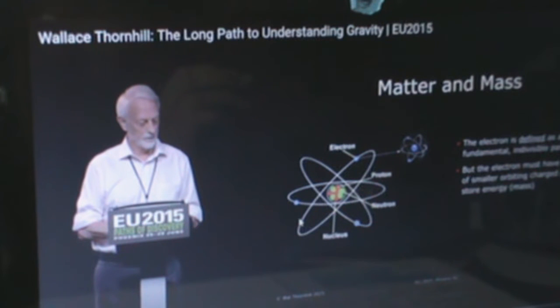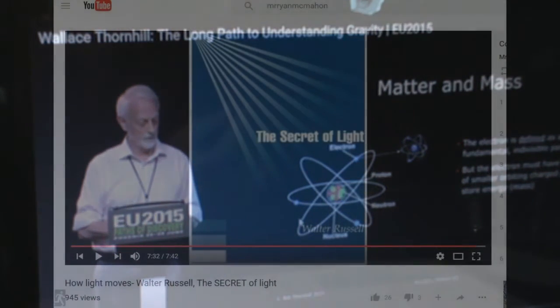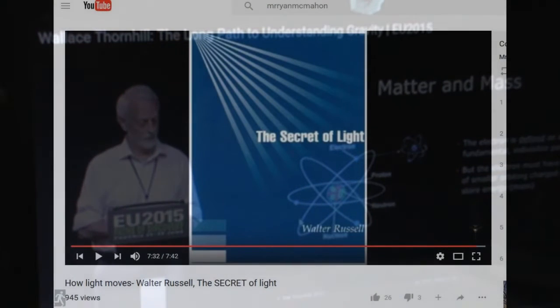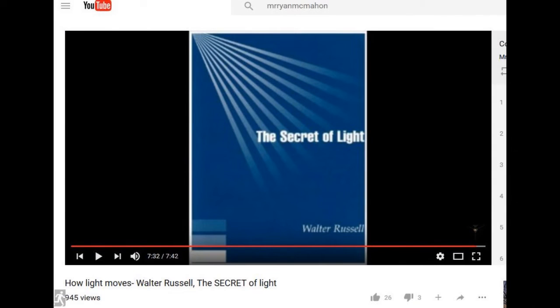So the only way in which an electron, for example, would have stored energy, according to Wallace Thornhill here, is because it's in motion. Now, this is a big leap for people, but hopefully you'll follow me. If you read Walter Russell, or check out the two videos I have on light and how light moves throughout the universe, Walter Russell says that all motion is actually an illusion.